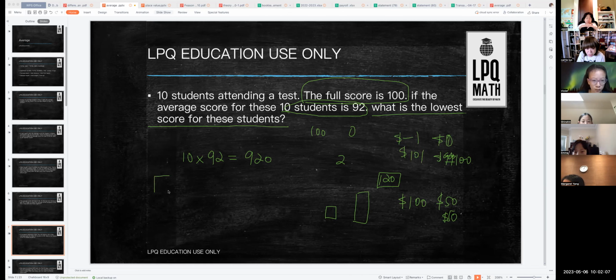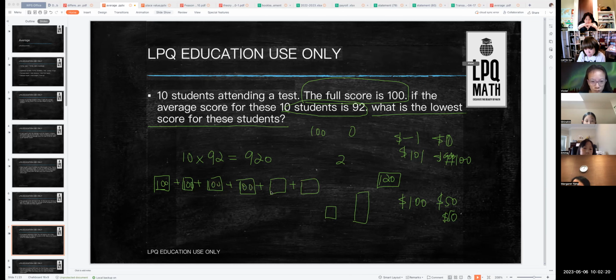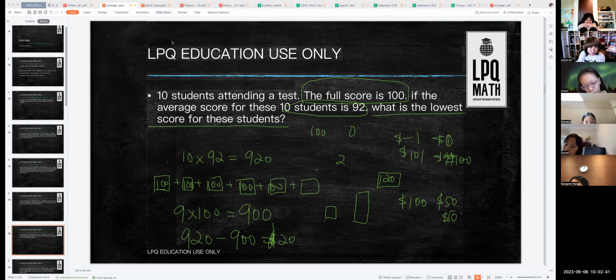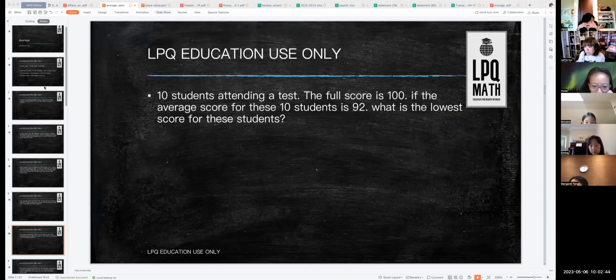So in order to make the 10 students' scores add up to 920, and I want one of them to have the smallest amount of points, that means I just make all the others what? 100. Get it? So 9 students get 100, you score 900. So the minimum one will be what? 20 points. Sorry, not dollars, 20 points. Get it? So the lowest score for these students will be 20. Good job, Cynthia. Very good. Okay, understood, everybody?